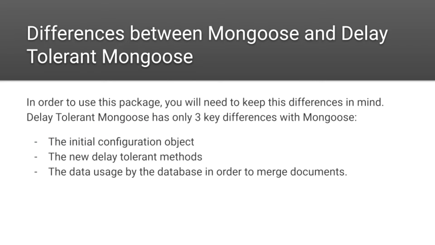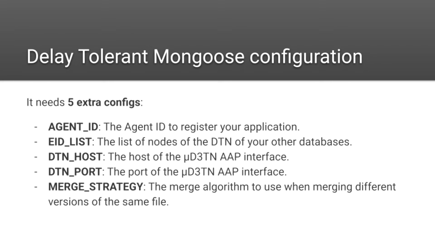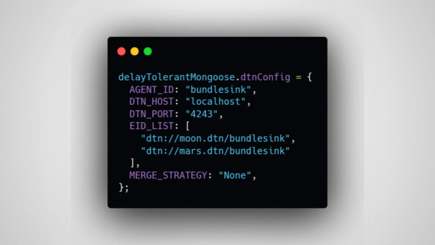Delayed tolerant Mongoose and Mongoose have some minor differences. The first difference is the small configuration object it needs in order to work, which must be configured before you start using its delayed tolerant functions, otherwise they may not work correctly. Here is an example of the values that could be given to this object.